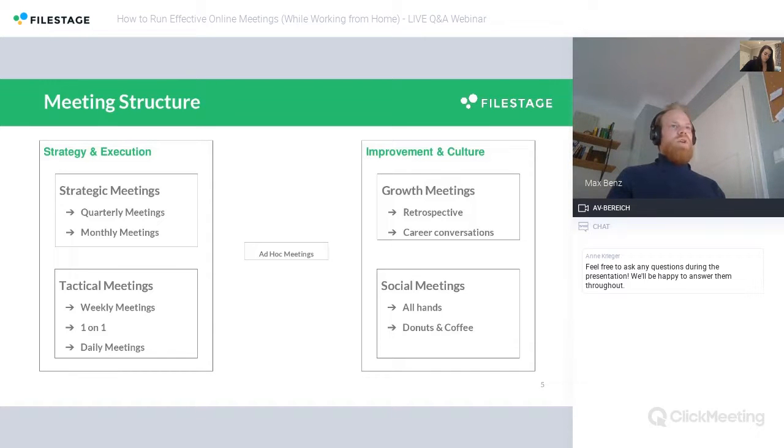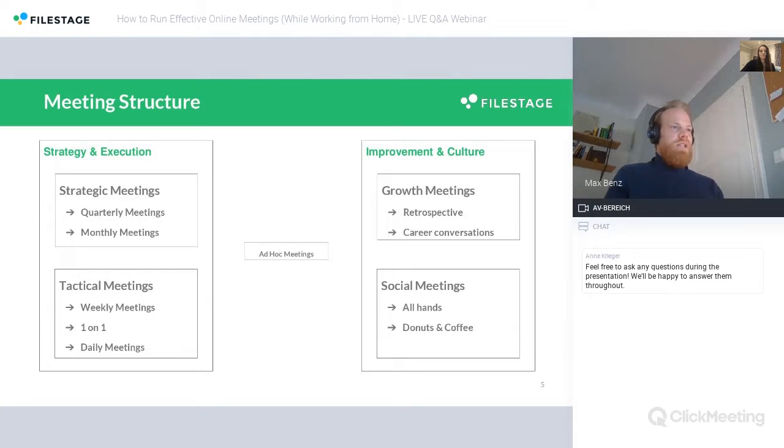On the other side, we have these improvement and culture meetings. They are thought out to improve processes, improve ourselves as persons, get inspired, and also socialize, even if we're just meeting virtually. This is basically what keeps the company improving, by allowing the people to also improve inside the company, which again is improving the company.